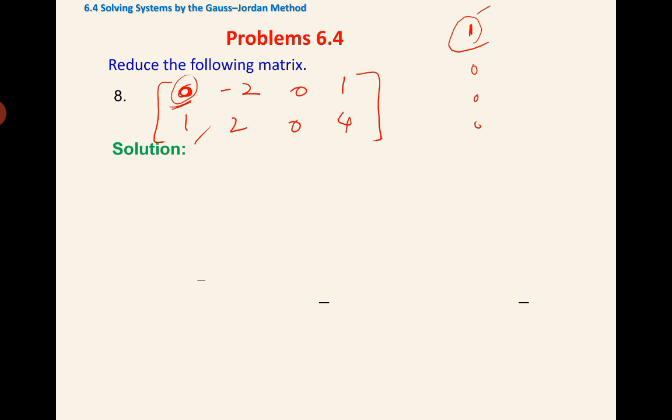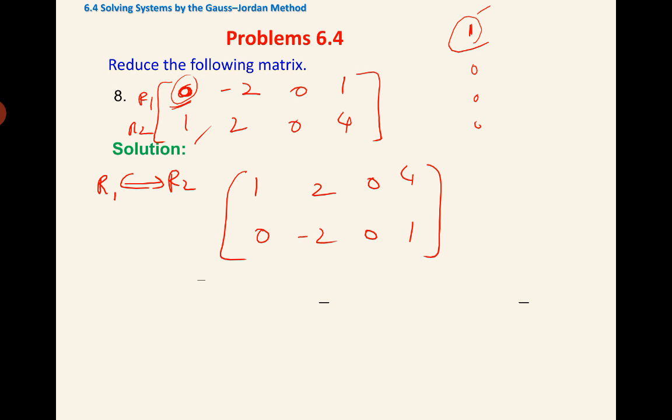So can I switch these two rows? This is row 1 and row 2. Interchange rows 1 and 2. So what you get here is 1 2 0 4. The second row becomes the first row, and the first row, 0 -2 0 1, becomes the second. Now we have interchanged. The first elementary row operation has been applied here. See, R1 has a leading element 1, and all other column elements are zeros. Now we are satisfied with point number 2.